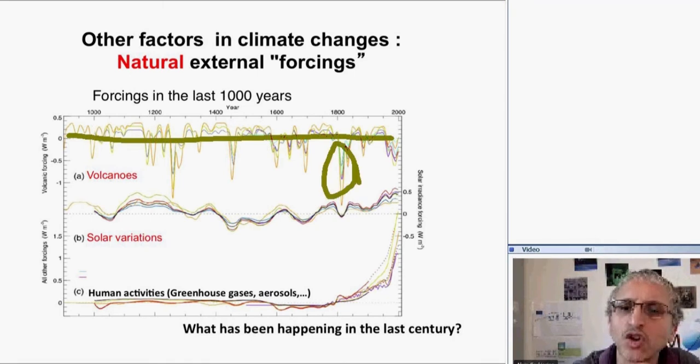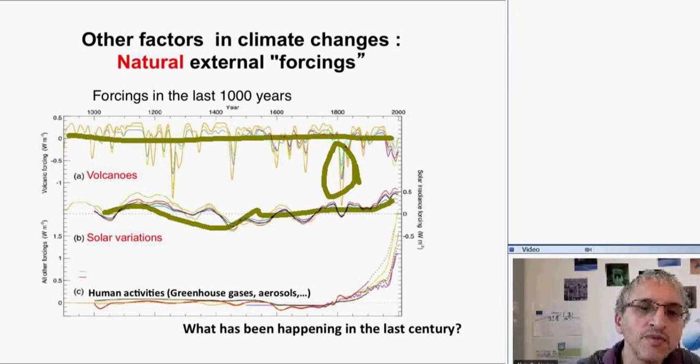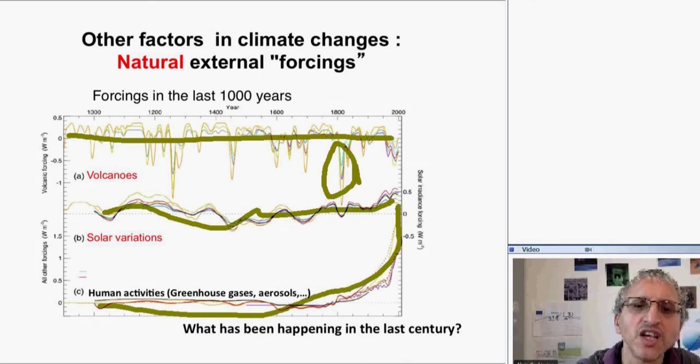Once you've got a very big eruption, you've got cooling at the surface. Okay, you've got solar variation, because if you've got less solar radiation, less solar energy at the surface, you've got cooling. And this is human activity. Human activities have had a big impact in the last century. Okay, so these are natural factors leading to natural climate variability, and you've got here the anthropogenic factors, human activities.